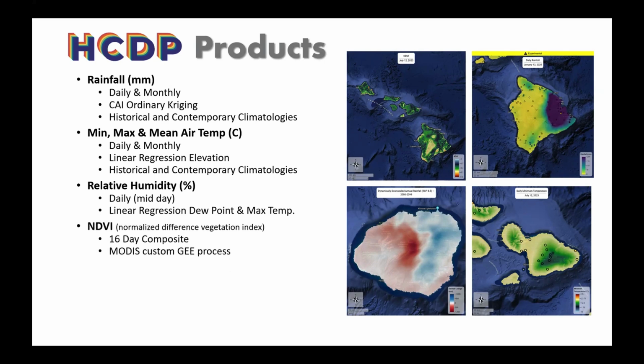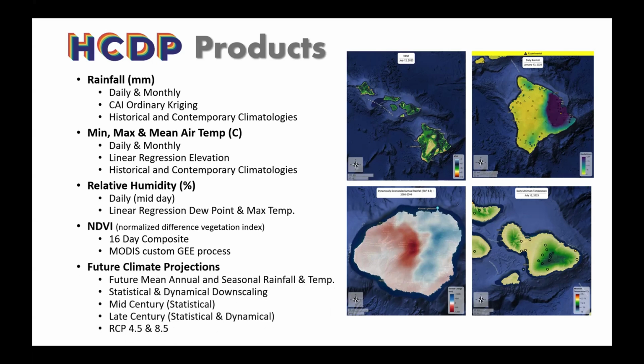And then we also have NDVI, which is normalized difference vegetation index. It's a 16-day composite, and we're using MODIS, and we use a Google Earth Engine process to actually produce a 16-day composite for every day, so that each day will produce the composite of the past 16 days. And then we also have future climate projections. So we have future mean annual and seasonal rainfall and temperature available for statistical and dynamical downscaling. These are two different methods. We have a mid-century available that's just in statistical, and we have a late century for both types of methods. And we have those for RCP 4.5 and 8.5.